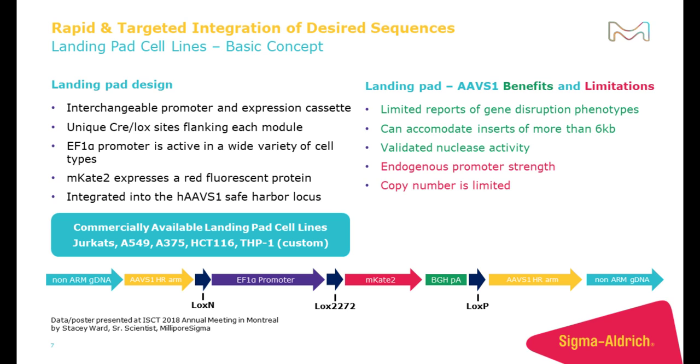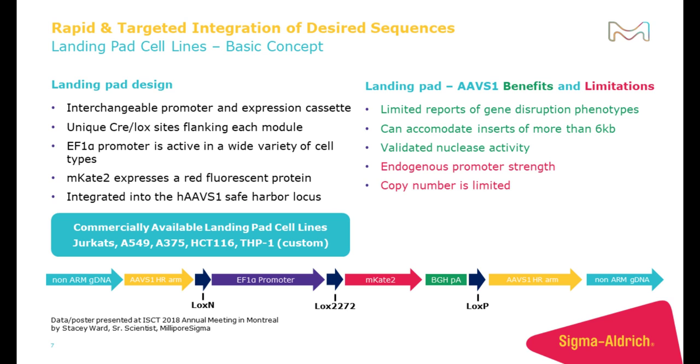And so the landing pad insert I'm showing here at the bottom of the slide has several cassettes that are interchangeable using Cre-mediated recombination, which is much more straightforward to use than some of the existing technologies for doing homologous recombination at various genome sites. The cassette is integrated into the AAVS1 safe harbor locus, which allows the integration of individual gene constructs with limited disruption of other target genes in the cell.